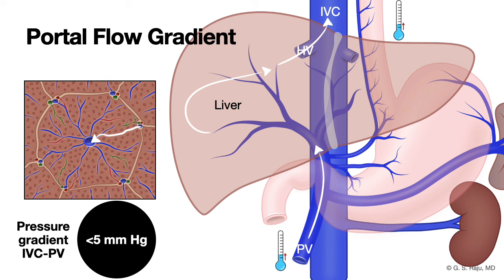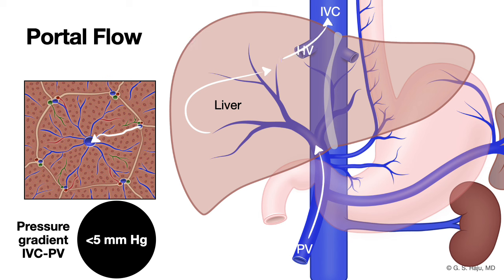Think about your normal blood pressure. Systolic is 120 millimeters of mercury, diastolic is 80 millimeters of mercury. In the portal venous system, the gradient is very small, less than 5 millimeters of mercury.